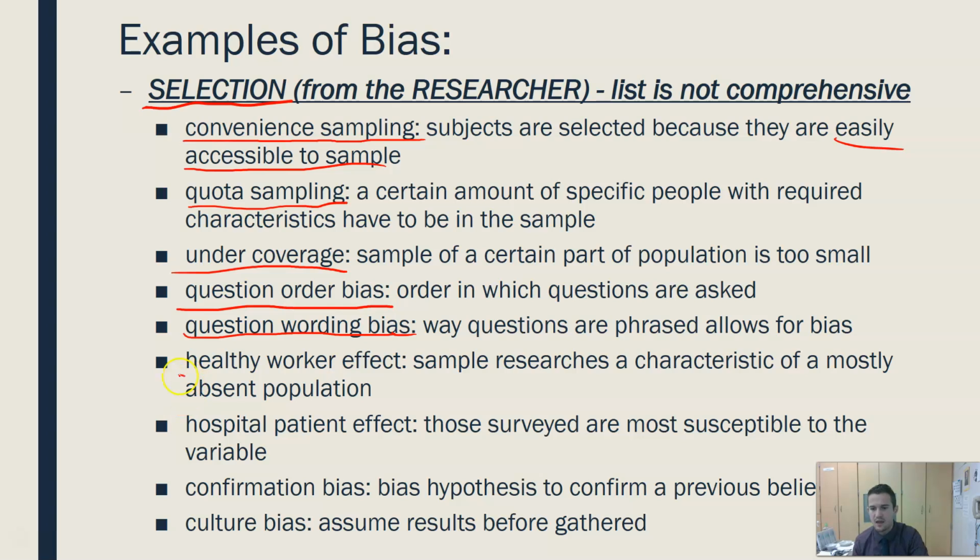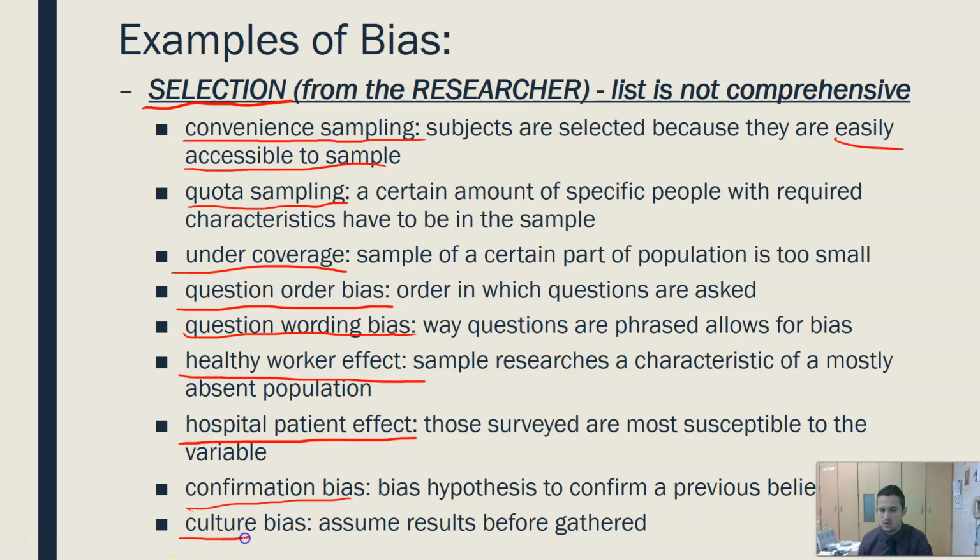Healthy worker effect, as sample researchers, research is a characteristic of a mostly absent population. So maybe there's just not a lot going on in the population in question. Hospital patient effect, those surveyed are most susceptible to the variable. So if you're trying to determine the results of a drug or the effectiveness of a treatment, if there are certain people that are obviously going to benefit from that treatment, and those are the people in the sample, that's not very representative of the whole population. Confirmation bias is biasing hypothesis to confirm a previous belief.